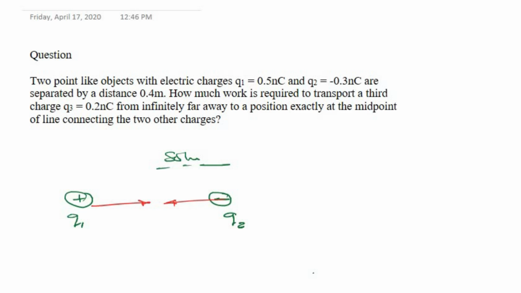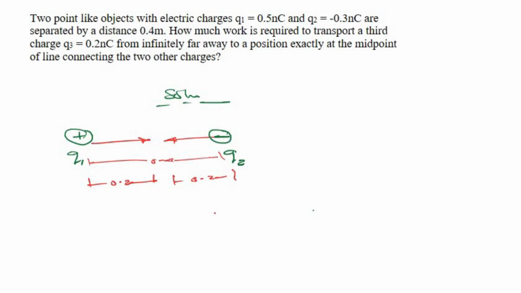So we are told that there's a distance between them which is 0.4, so the total distance between them is 0.4. So we can separate this distance at the midpoint. Now we are going to have 0.2 here, and the other one will be 0.2 also. The distance from Q1 to the midpoint and from Q2 to the midpoint is 0.2, 0.2, just dividing the total distance by 2.